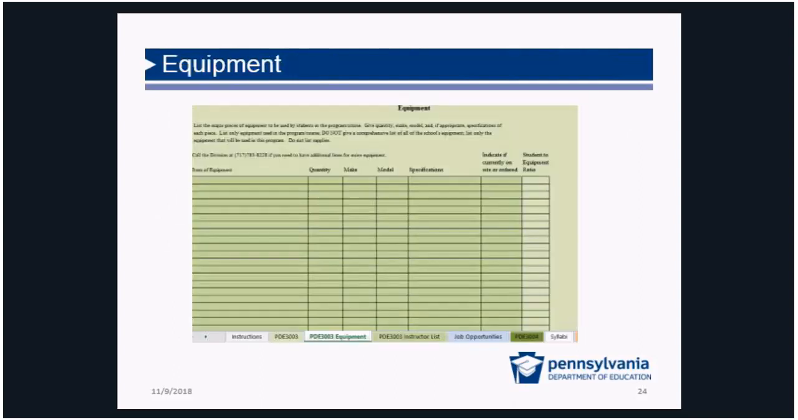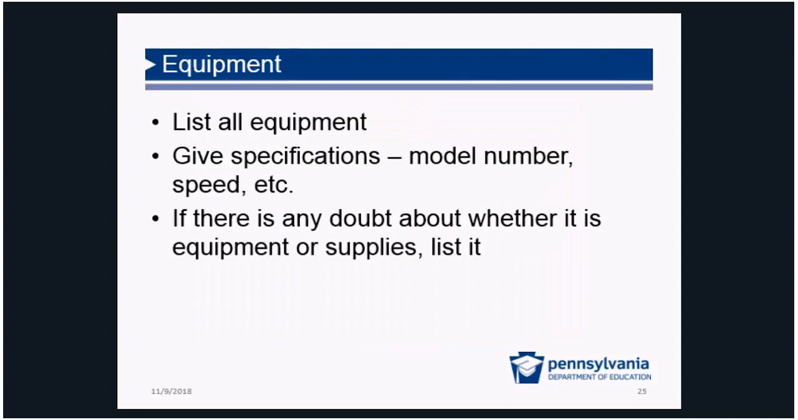You will be asked on the equipment tab to list all of the equipment that will be used in the program. Please list all of your equipment. If you have any doubt about whether it is equipment or supplies, list it. For the most part, equipment is used over and over again, and supplies are used once and then discarded. Please provide the specifications, the model number, the identifying information on each piece of equipment.